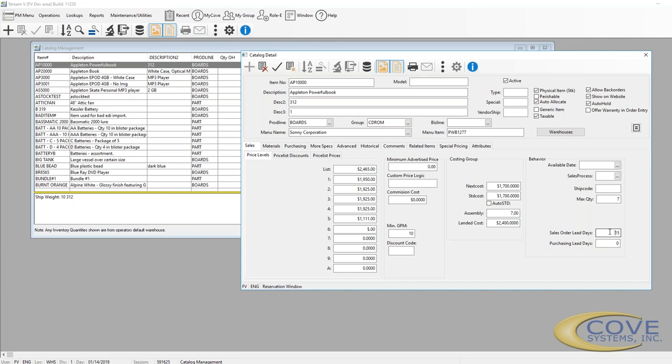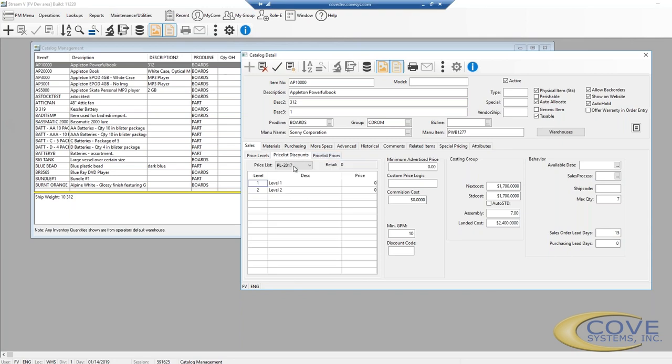Then we have our sales order lead days. This is how many days we tell the customer it takes to fulfill the order. And this is our purchasing lead days, which is how long it takes us to replenish our stock.